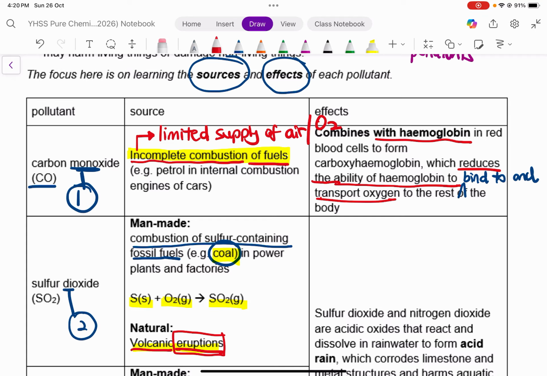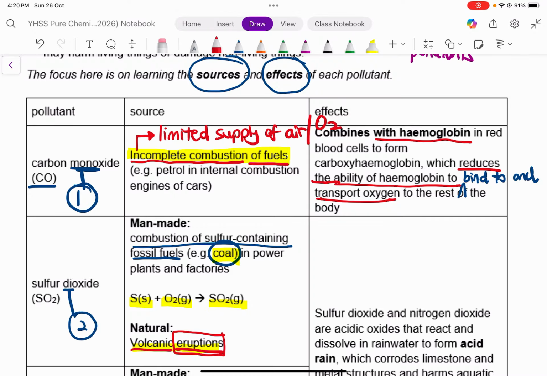Okay, I'm saying this because a few years ago we asked this for prelims. We asked the students what was the natural source of SO2. Many of them just wrote volcanoes, full stop. No, that's not correct. It's volcanic eruptions. The volcano has to erupt in order to basically release SO2 to the atmosphere.